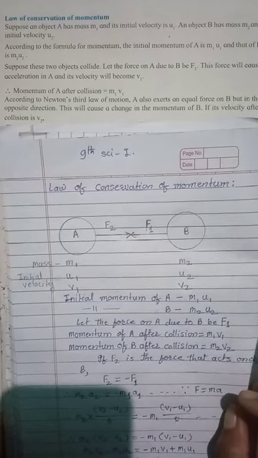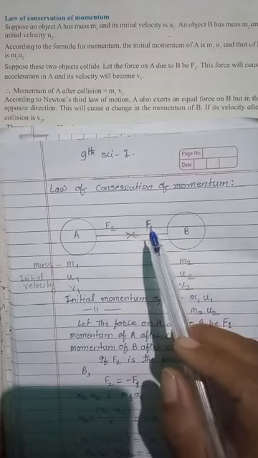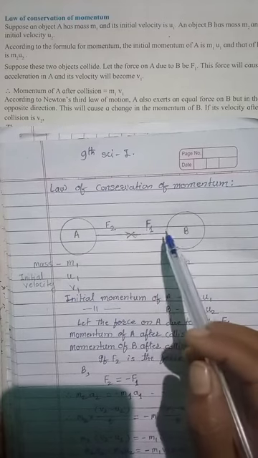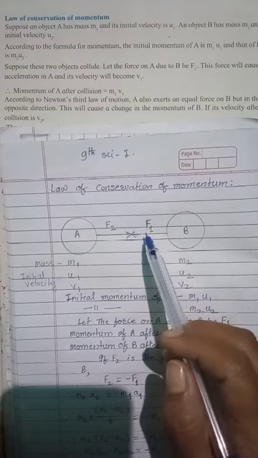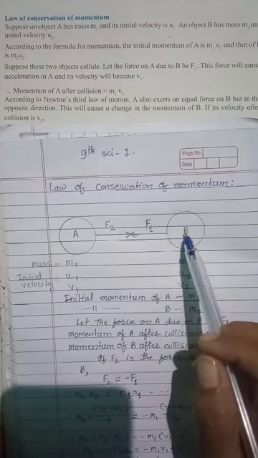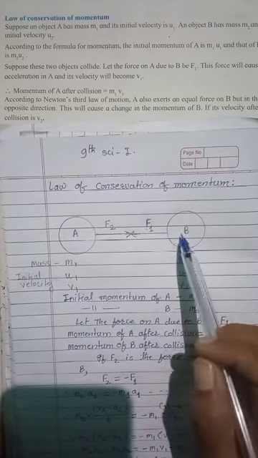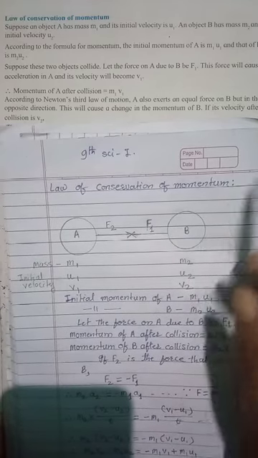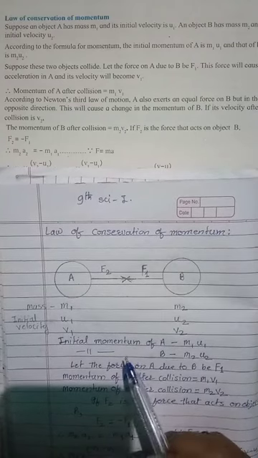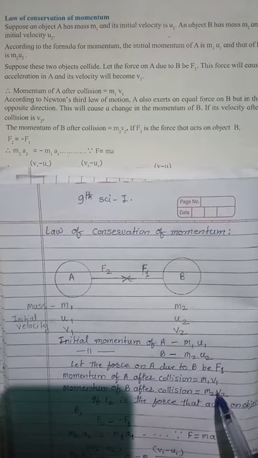According to Newton's third law of motion, A also exerts a force on B, but in the opposite direction. This will cause a change in the momentum of B, and if its velocity after collision is v2, the momentum of B after the collision will be m2 v2.